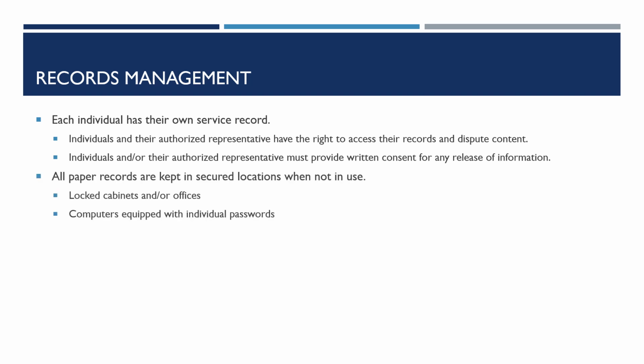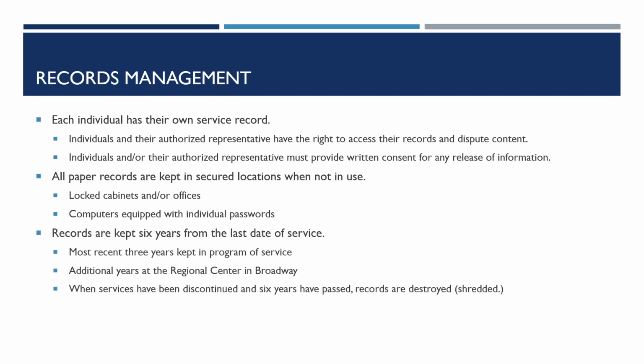All paper records are kept in a secured location when not in use, so locked cabinets and/or offices. Then as far as ePHI, computers are equipped with individual passwords. Records are kept 6 years from the last date of service. So the most recent 3 years are kept in the program of service. For the sake of space, additional years are stored in the regional center in Broadway. When services have been discontinued and 6 years have passed, records are then destroyed.